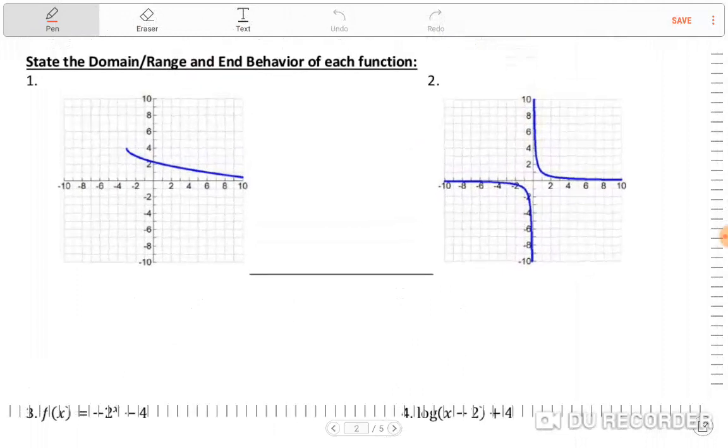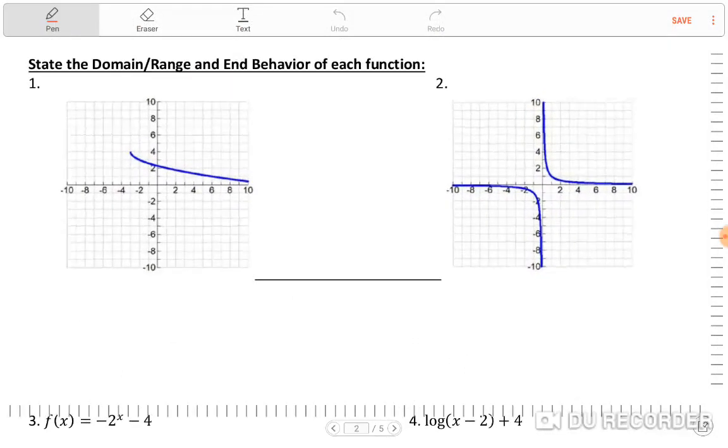All right, so here we want to state the domain and range and the end behavior of each function. Well, this number 1 appears to be a square root function, and even though it's not labeled all too well, we assume by looking at it that this is an endpoint, and since this goes to the end of the window, we assume that that would be an arrow. That's what would make it a square root function.